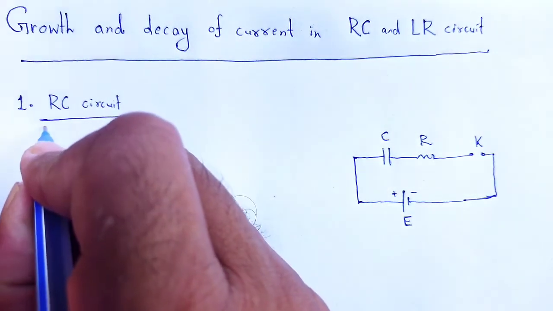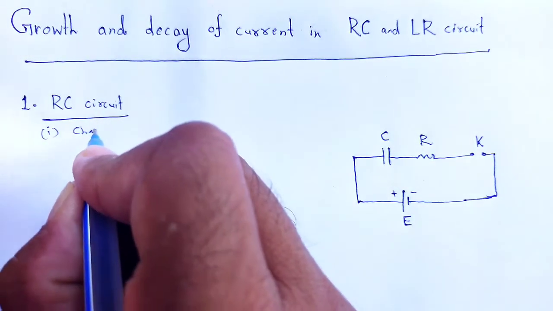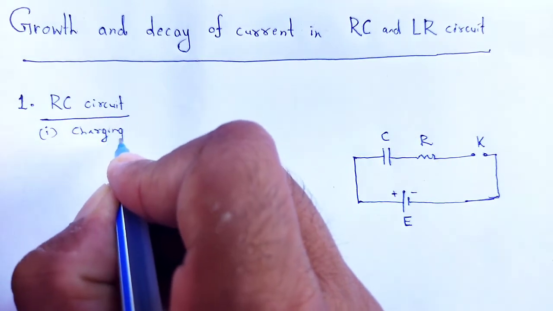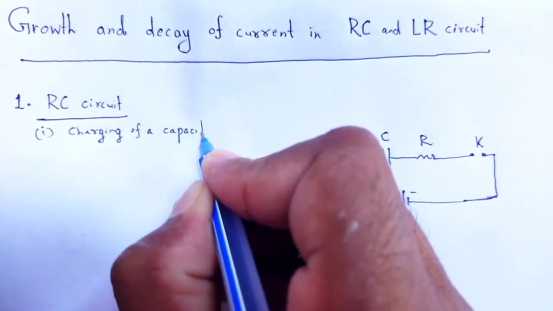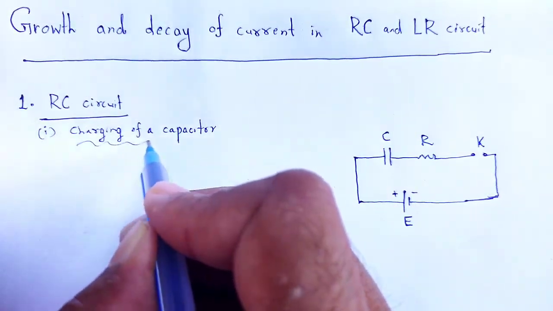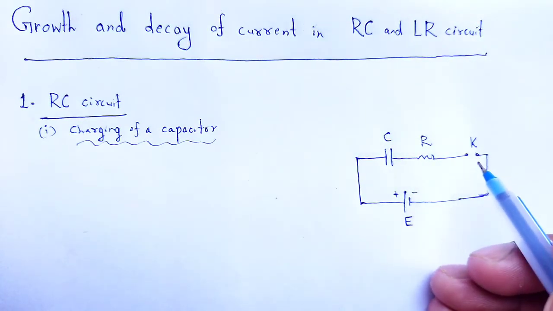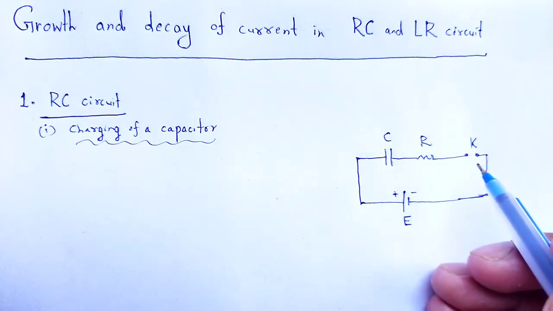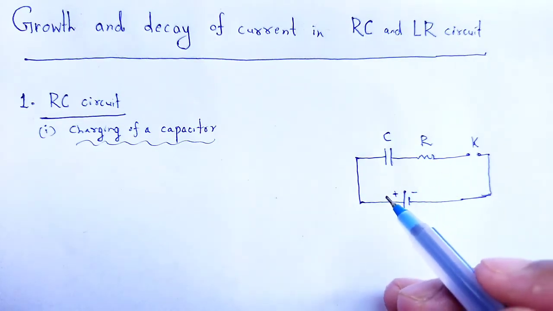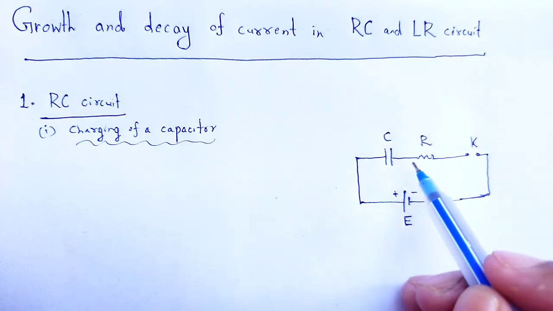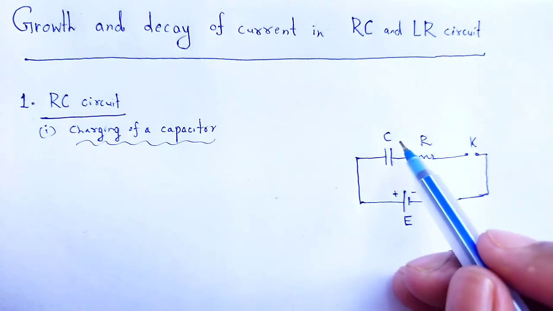First case, charging of a capacitor. Charging of a capacitor means when that key is inserted, a transient current begins to grow in the circuit which charges the capacitor.